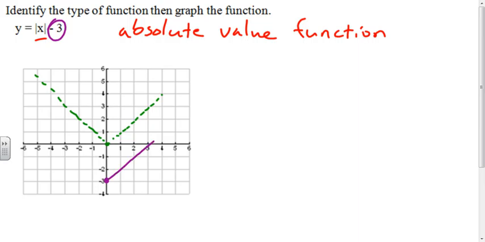Otherwise, everything else looks the same. So it would look something like this. We're down 3 units from where we normally were, but we just continue to move outward. So this would be, I'll probably delete this. This would be the graph of our absolute value function there.